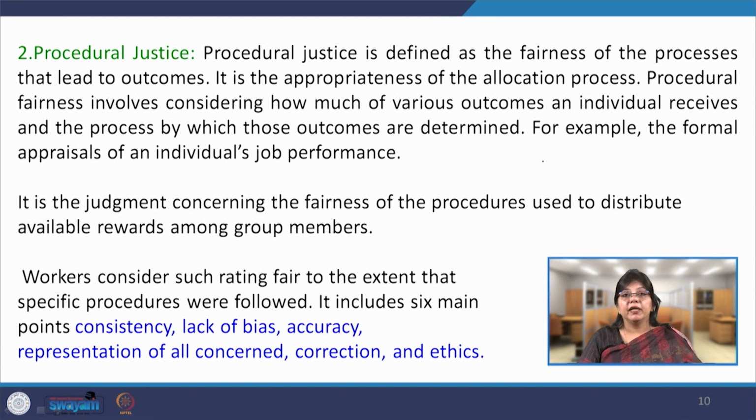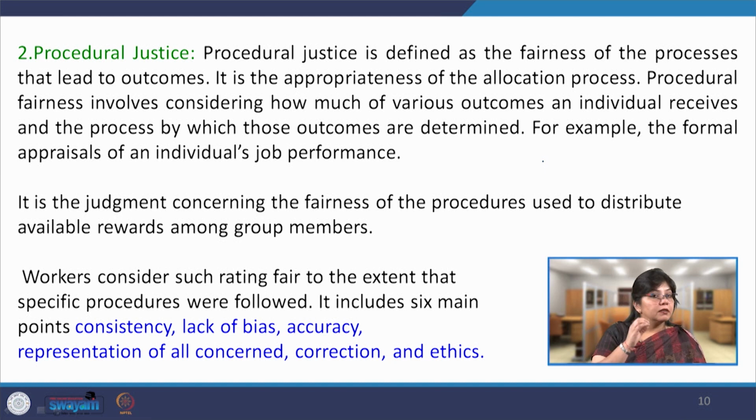Now, these 6 main aspects, that is consistency, that performance is being measured consistently, maybe after every 6 months or annually. It can be in terms of lack of bias, that there is no partiality, there is no specific favor given to any particular employee or any group of employees. All criteria are equal for each and every employee. Accuracy, that to what extent performance is being measured in a very precise and accurate manner. What kind of scales, what kind of criteria are being followed to measure the performance.